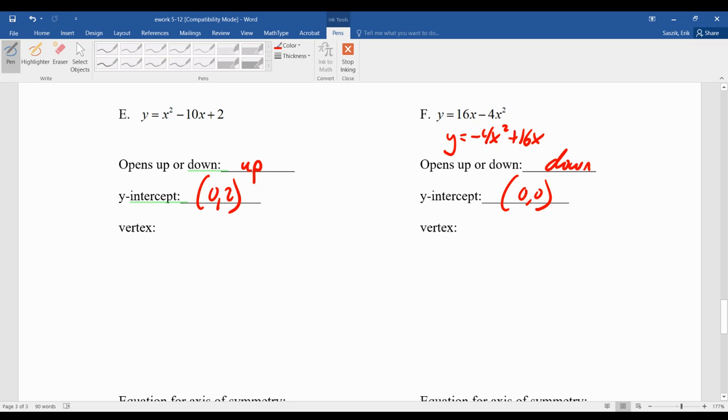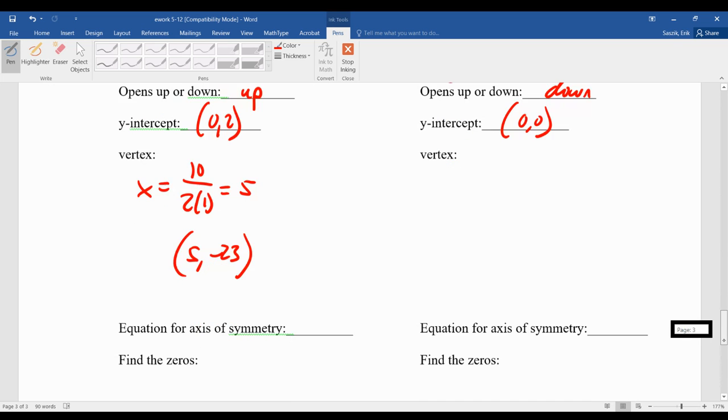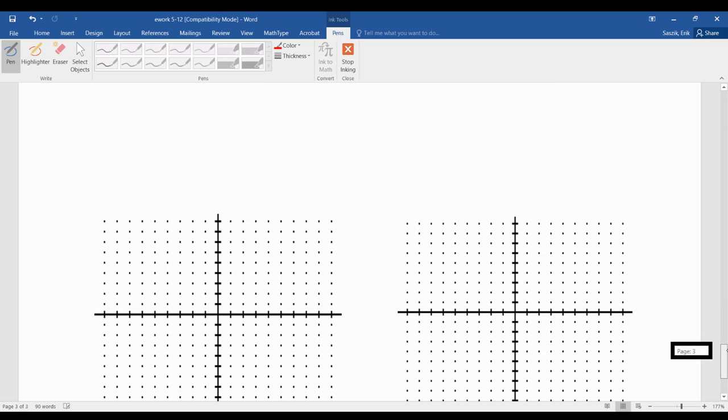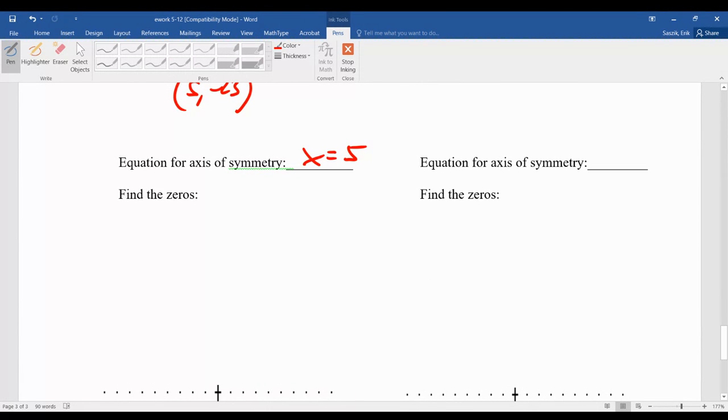Okay, vertex. X equals the opposite of B over 2 times A. That comes out to 5. Now remember, that's just the x value of the vertex. You got to plug that in. 5 squared is 25. Minus 50 plus 2, you get negative 23. Okay. So the axis of symmetry, whoops, find the zeros.